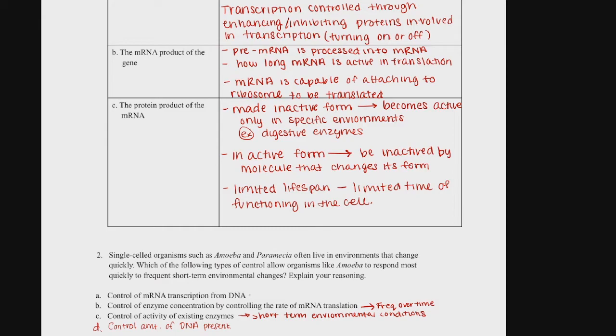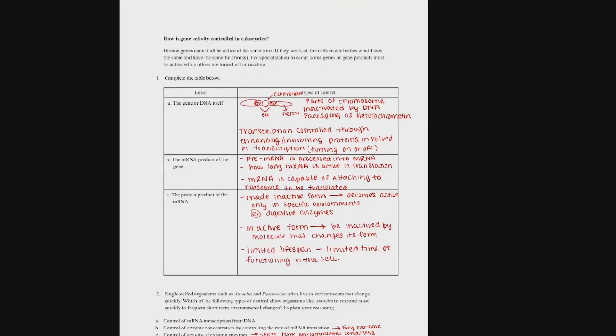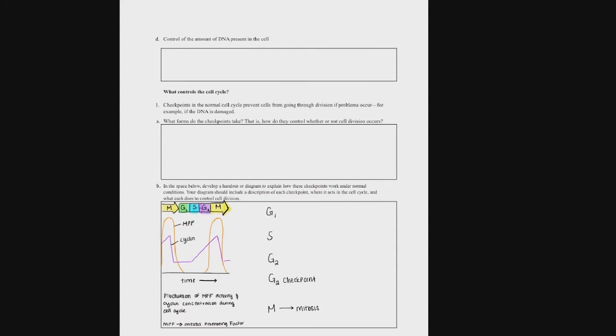And then D, the control of the amount of DNA present, wouldn't really help quick, short environmental changes. You can't change your amount of DNA. However, in this question, if you only have a certain amount of DNA, and a short amount of those is used to transcribe, then that can also be done quickly. So you can really make all of these work if you're reasoning through them and thinking about the time frame that you want to focus on.